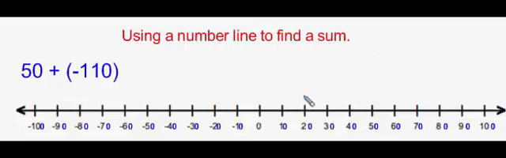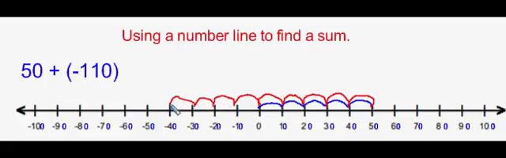In this example, I am to take positive 50 and add a negative 110. So I'm going to start by going 50 units in the positive direction, 10, 20, 30, 40, 50. Now add to that a negative 110. The fact that it's negative means I need to move to the left 110 units, but remember each space is 10 units, so I will count by tens to the left until I reach 110. 10, 20, 30, 40, 50, 60, 70, 80, 90, 100, finally 110. I end up at negative 60. This means that the sum of 50 and negative 110 is negative 60.